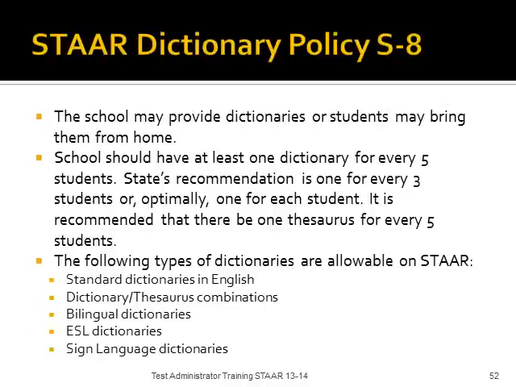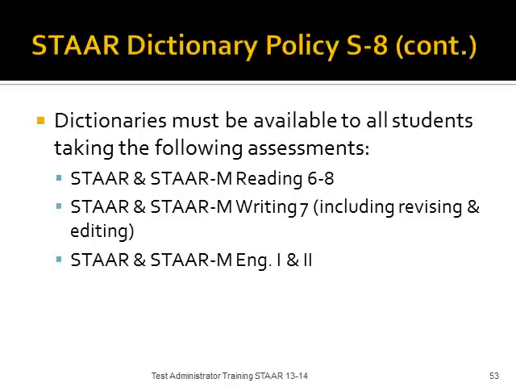Students can be provided dictionaries by the school, or they can bring them from home. There should be 1 dictionary for every 5 students, although we are going to shoot for 1 for every 3. The types of dictionaries allowed are a standard dictionary in English or a dictionary thesaurus combination. Bilingual dictionaries are allowed, ESL dictionaries are allowed, and so are sign language dictionaries. A dictionary needs to be available for all students during the English 1 and English 2 exam.